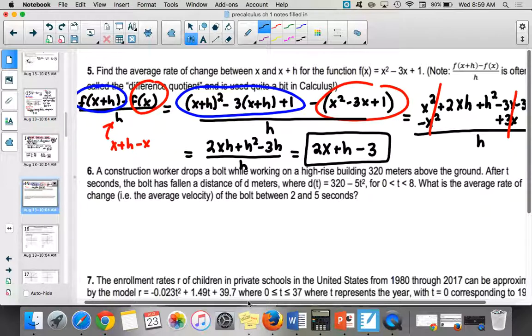Okay, so what is the average rate of change? So we're trying to find between 2 and 5 seconds. So we're going to find d of 5 minus d of 2 all over 5 minus 2.